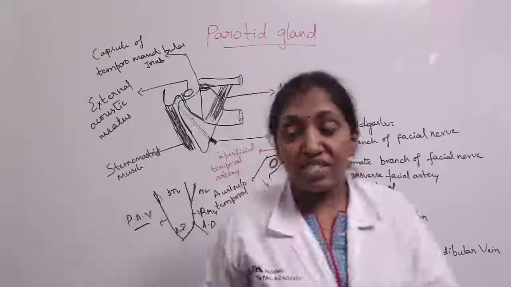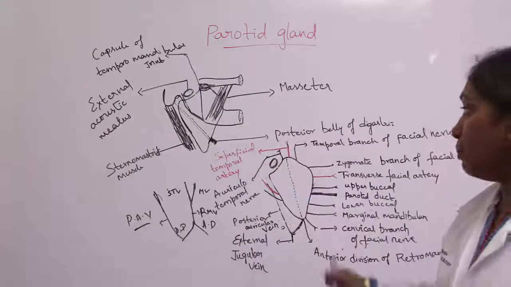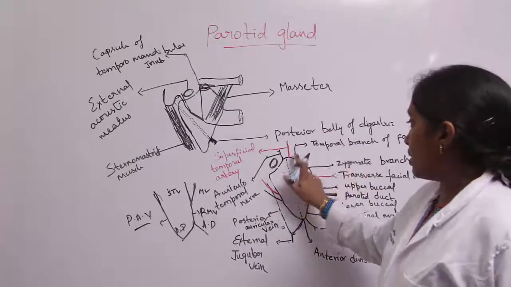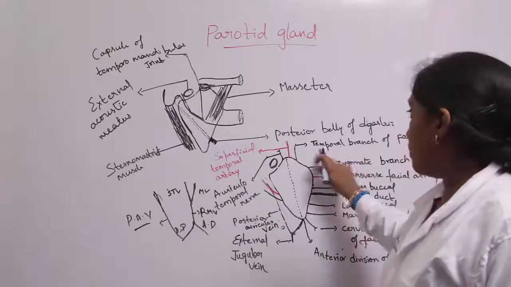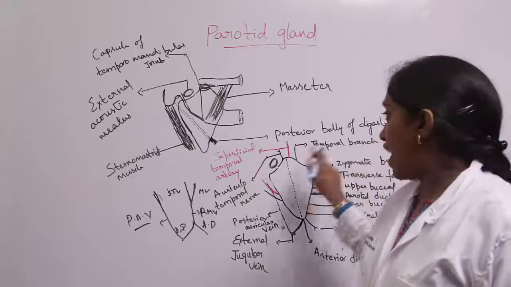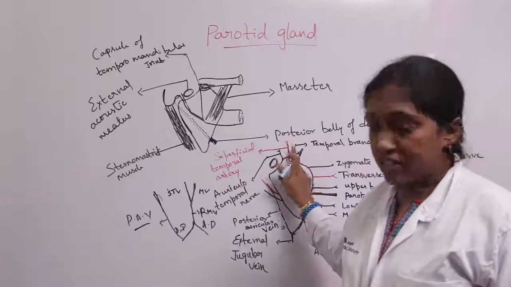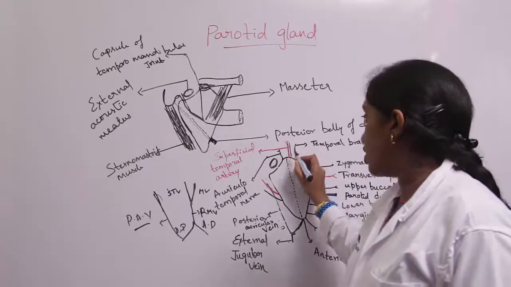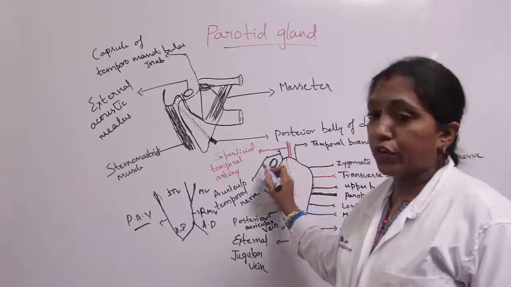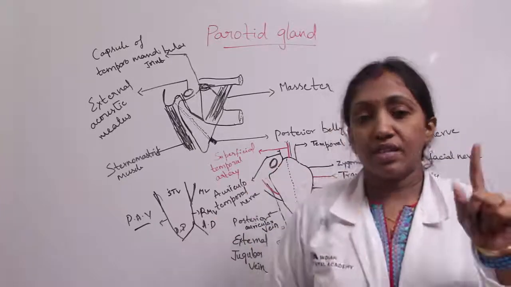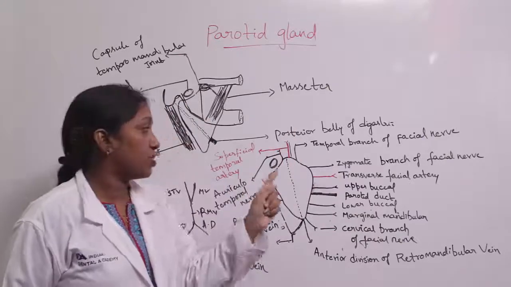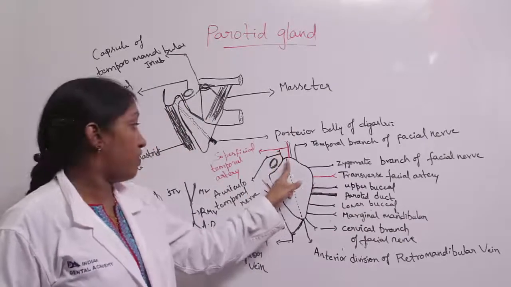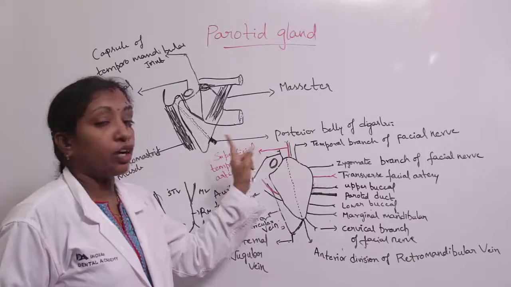Coming to the structures which are emerging from the base. So this is the base, right? The structures emerging from the base are the temporal branch of facial nerve and superficial temporal vessels. Here the vein is also there. Superficial temporal vessels and auriculotemporal nerve. So first is the temporal branch of facial nerve, and then superficial temporal vessels and also the auriculotemporal nerve.